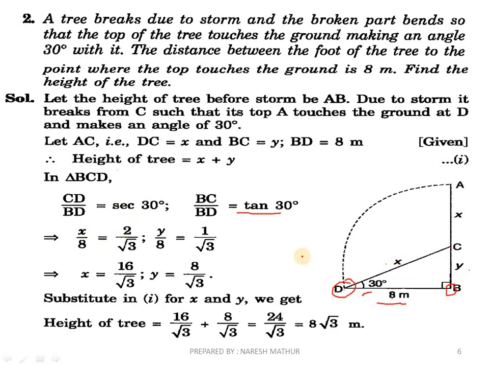So the hypotenuse is x and base is 8, that is equal to sec 30. The value of sec 30 is 2 by root 3. Similarly, tan theta is perpendicular upon base, so the perpendicular would be y and base would be 8, y by 8 equals 1 by root 3. We can take cos also, then it would be cos 30 equals BD upon CD. The answer will be the same in both cases, right? So we just need to add x and y both. So at the end we are getting the height of the tree. We need to rationalize it, and at the end we get the height of the tree, that is 8 root 3 meters.